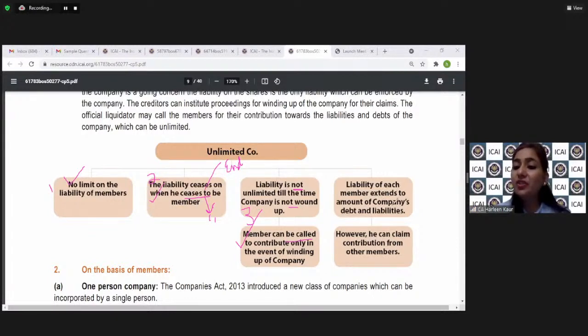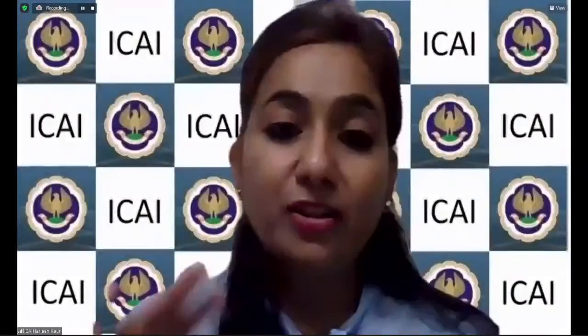Liability of members extends to the company's assets. However, he can claim the contributions from the other members. So whatever you have paid, if Mr. A has paid the entire 1 lakh, he can claim the contribution from Mr. B and C as well. All right. So this is what we understand by the 3 types of companies we have done: company limited by shares, by guarantee, and unlimited companies. Now these companies are further divided into public and private companies.